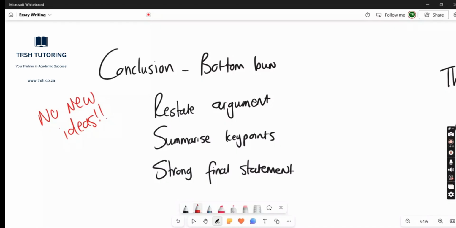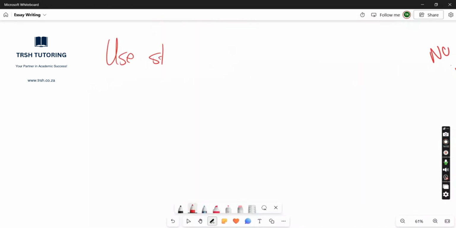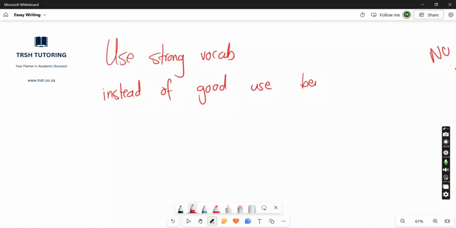Always use strong vocabulary as well. So instead of using, let me write this down, use strong vocab. Instead of good, use something like beneficial. So the more you read, the more you learn about synonyms and things like that, and that's where you need to start using them. Instead of using the word good, use something like beneficial.